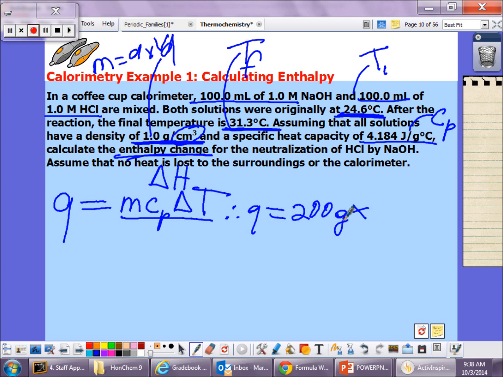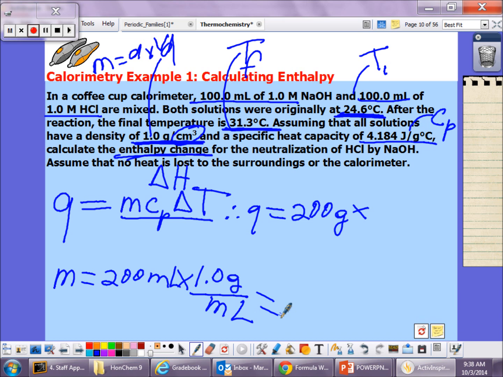Is that right? Okay, let's do it. Mass equal the volume, which is 200 ml, times the density, which is 1 gram per milliliter. The milliliter cancel out, we end up with 200 grams. So this is our grams. The specific heat is 4.184 joules per gram degrees Celsius.